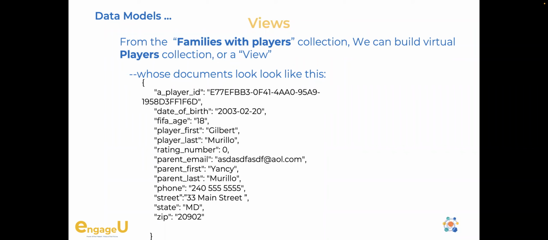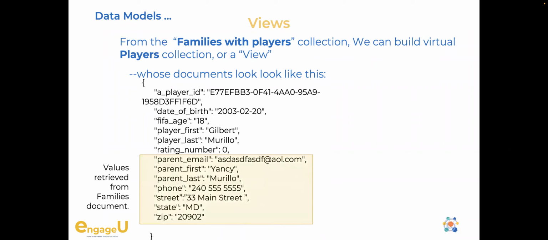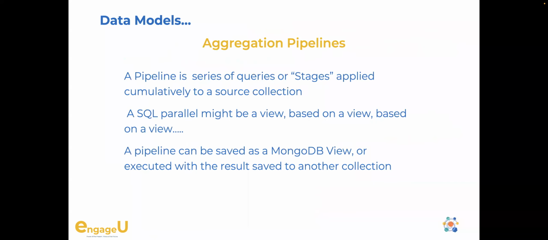This is the view we would have. It would look like a flat table with player data and family data in the same record or the same document. And that information comes from the families table. And views are created using aggregation pipelines, which are really cool, actually. A pipeline is a sequence of queries or stages applied cumulatively to a source collection. A parallel in SQL might be a view based on a view based on a view. A pipeline can be saved as a MongoDB view or executed with the result saved to another collection.